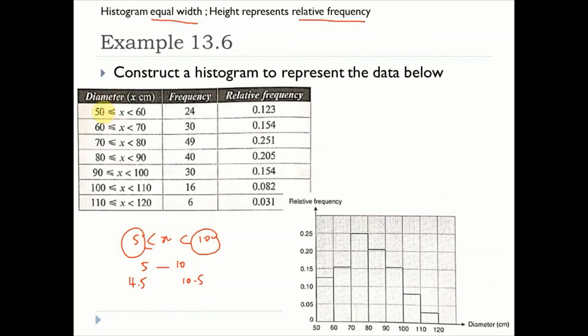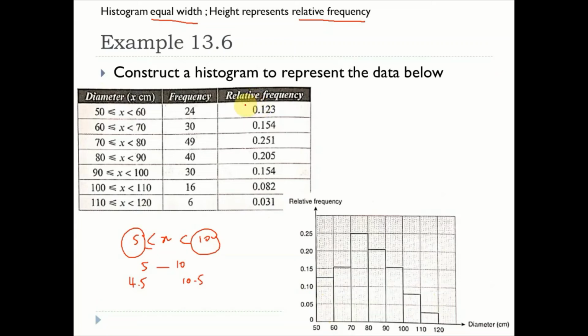So for example here from 50 until 60, you see that, 50 until 60, the relative frequency is 0.123. So it is drawn at about 0.1, 0.123. Okay, let's look at the last one. From 110 to 120, the relative frequency is 0.031.